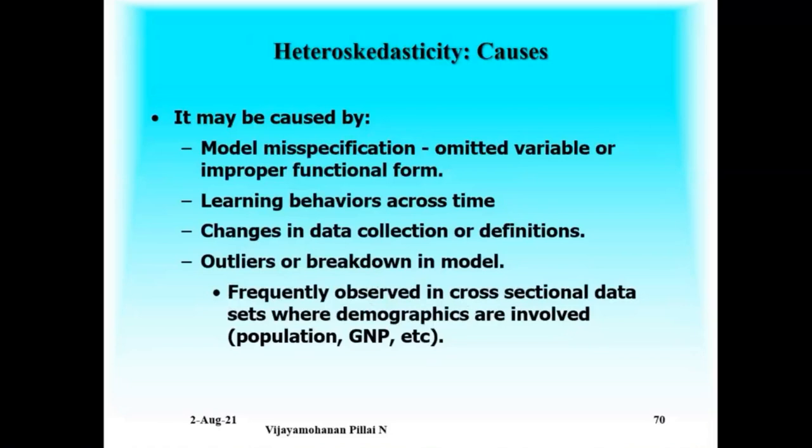Now, what are the causes of heteroscedasticity? Earlier, we have already told that if there is any omitted variable case or improper functional form, that can lead to heteroscedasticity or autocorrelation. Then there may be some learning behaviors across time among the economic agents that can also lead to heteroscedasticity. Then changes in data collection or definitions. Then outliers or some breakdown in the model. So these are the causes of heteroscedasticity.